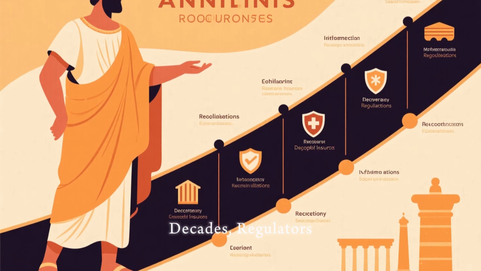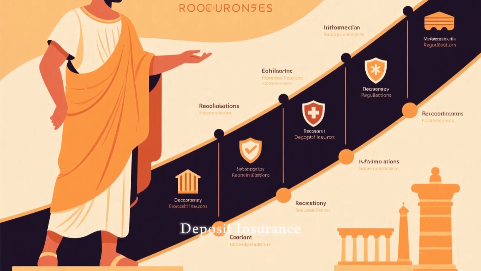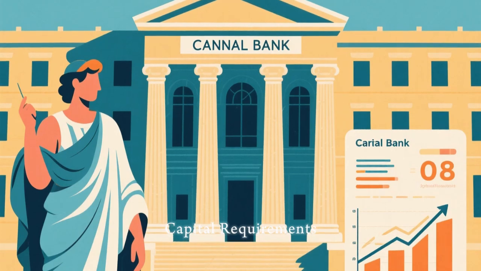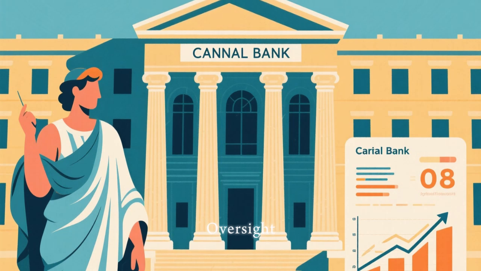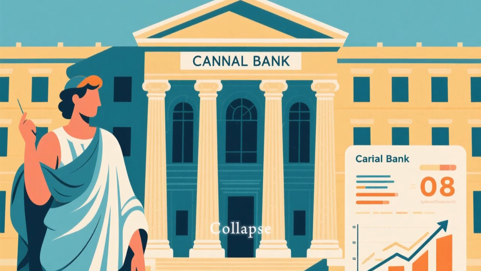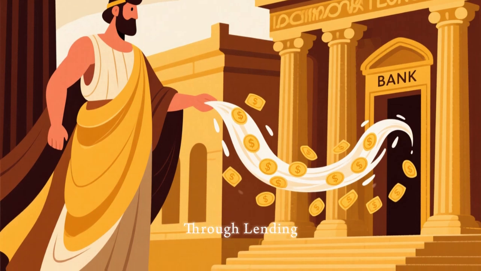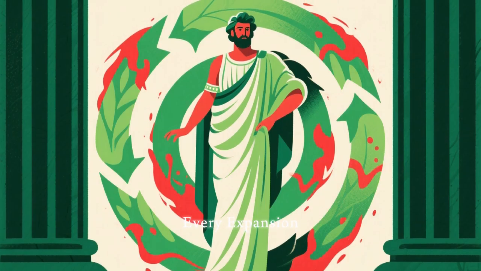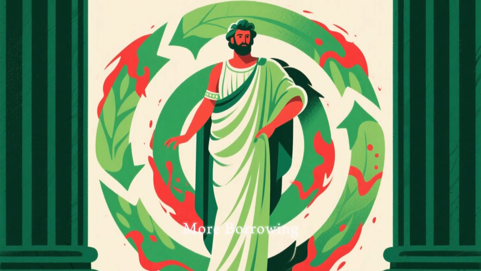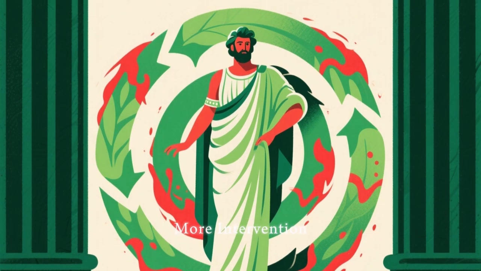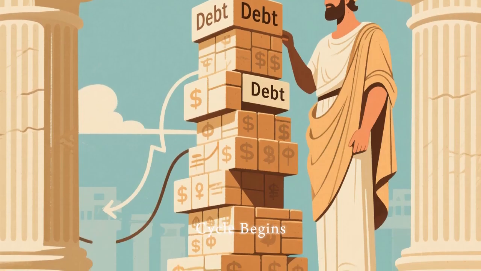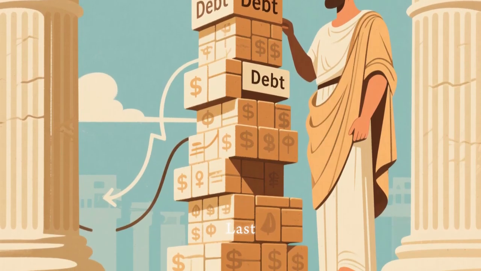Over the decades, regulators introduced safeguards: deposit insurance, capital requirements, central bank oversight. These measures reduce the risk of collapse. But they do not eliminate the core dynamic: money creation through lending. Every expansion cycle encourages more borrowing. Every crisis leads to more intervention. And each cycle begins from a higher level of debt than the last.